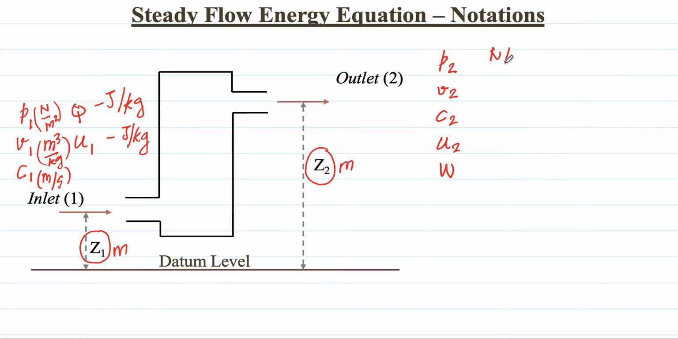So we have Newton per meter square for the pressure, then we have meter cube per kilogram for volume, that is specific volume, then we have meter per second for the velocity, and for the internal energy it is specific, that is joule per kilogram, and the work is also work done per unit mass or work done per kilogram of working fluid, that is going to be joule per kilogram. So it is a steady flow system, so steady flow rate is maintained.